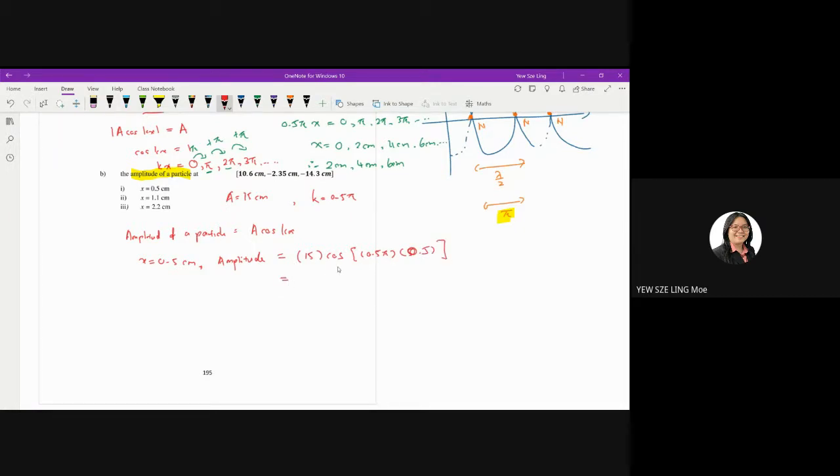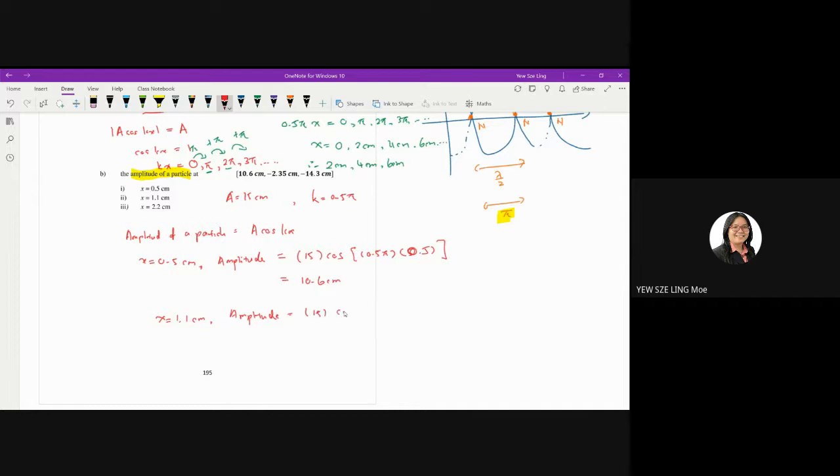So key into the calculator, and then just press enter, then you get the final answer. So 10.6 cm here. All right, so make sure your calculator is in mode radians, because now we are looking at the values in terms of radian.